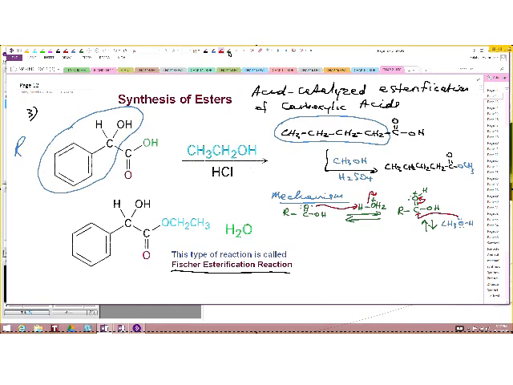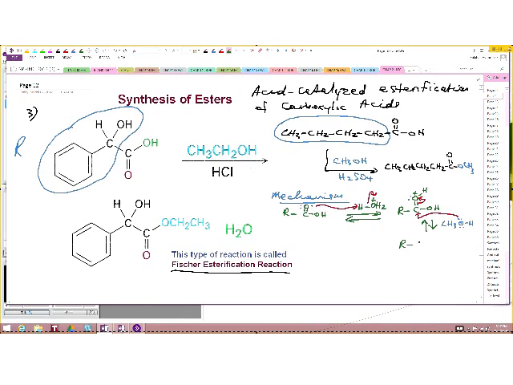Yes, question. Should we use the same reagent to go from acid to carboxylic acid? Yes, yes. When we get to the end of this process, I will make that point. It's a very good point, though.